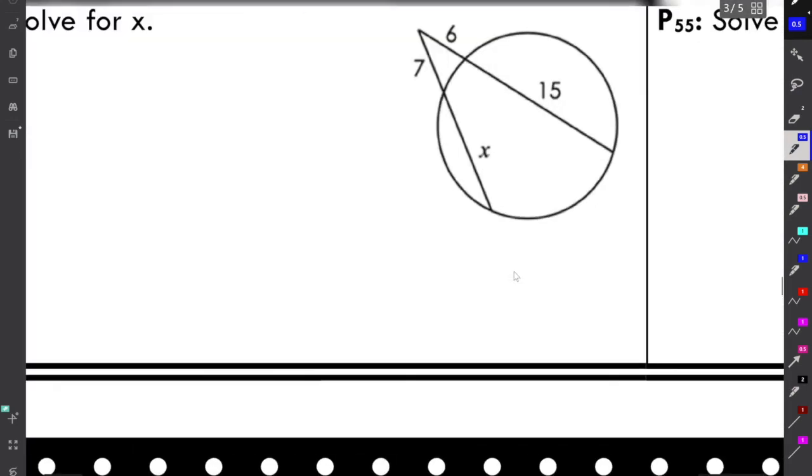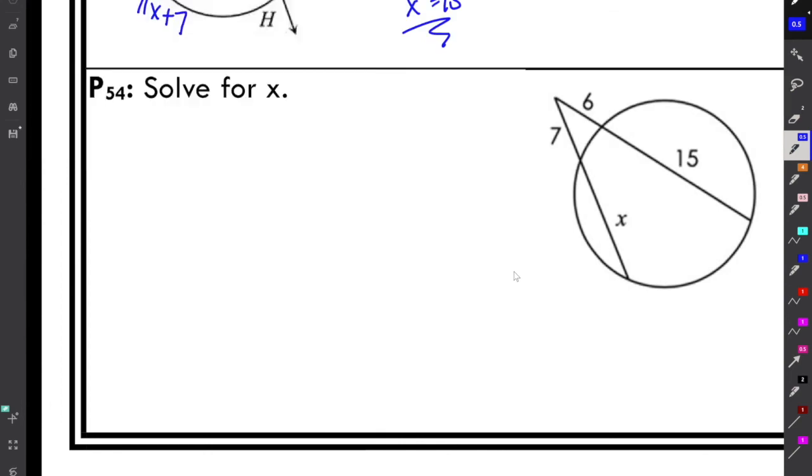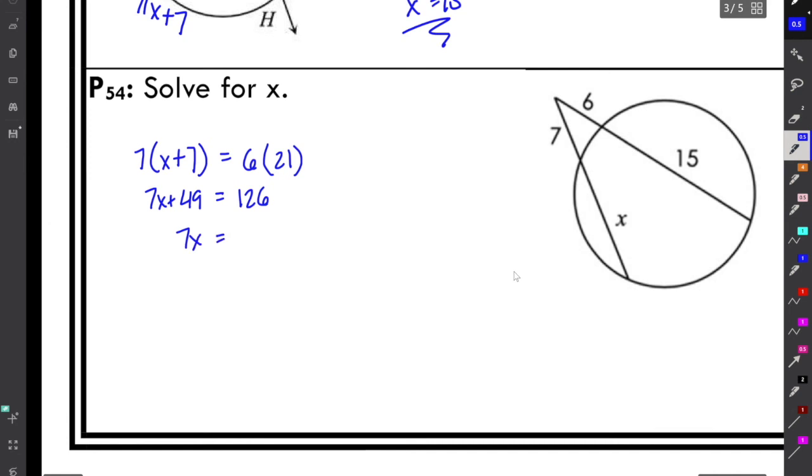So the outside part for this bottom secant is 7. We multiply that by the whole thing, which would be x plus 7. That's going to be equal to the outside part of the other one, 6, times 6 plus 15, which is 21. All right, so distribute this. 7x plus 49 is equal to 6 times 21, which is 126. Subtract 49 from both sides. 7x is equal to 77. X is equal to 11. And we're done.